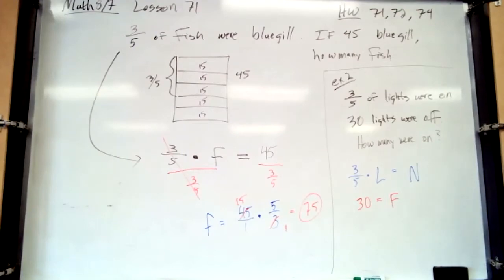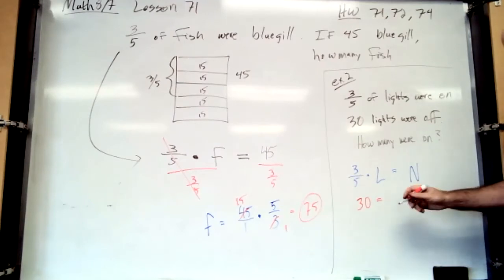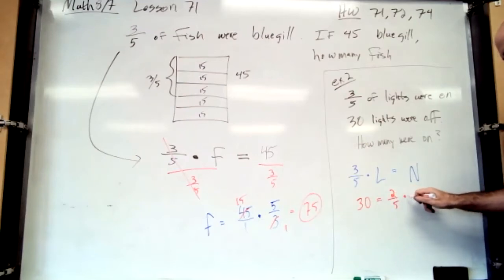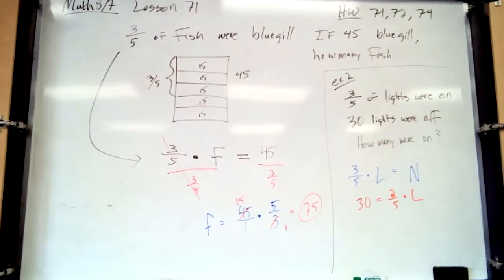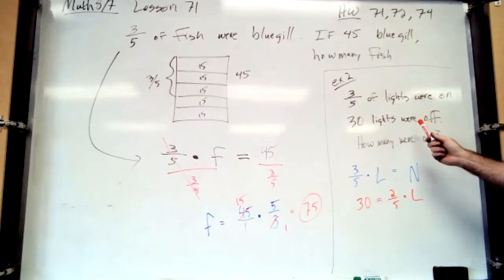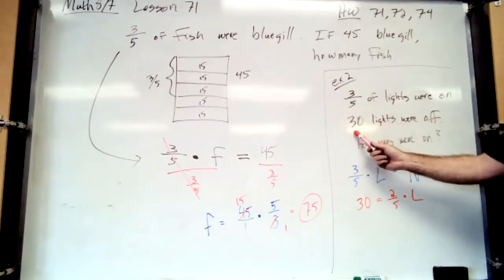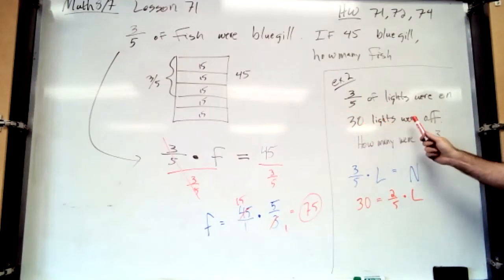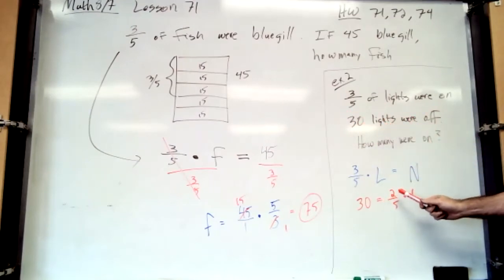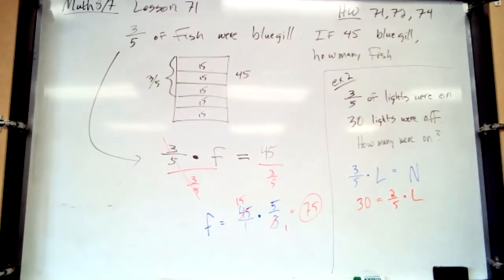So if 3/5 lights were on, then what can I say about the lights that were off? Hunter? Dark. 2/5. Okay. So instead of F, I'm going to say 2/5 of the lights. Okay, so 2/5 of the lights were off. Now, I had to switch fractions because we're not talking about lights that were on anymore. We're talking about lights that were off. Okay, so I can make an equation out of this. 30 lights were off. So 30 were 2/5 of the lights. So if 3/5 of the lights were on, that means 2/5 were off. Everyone see how we got 2/5?